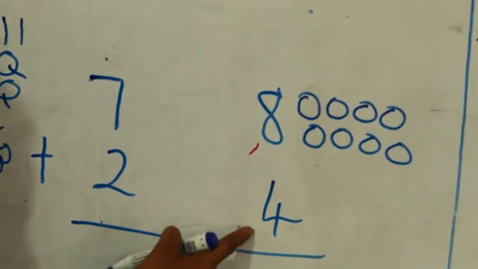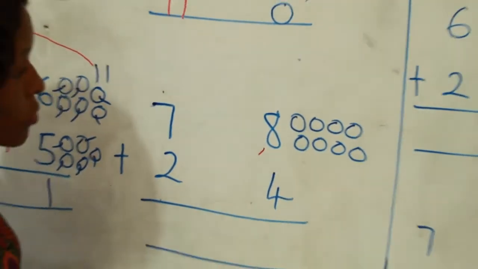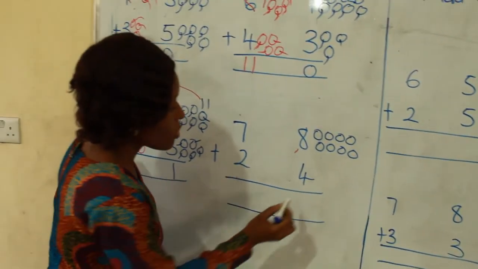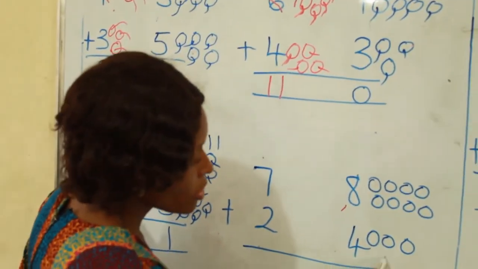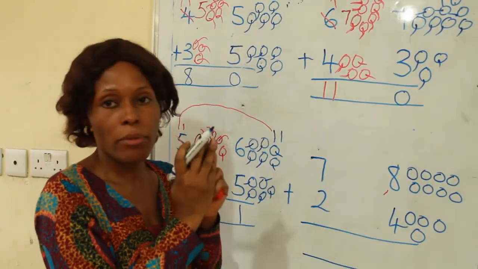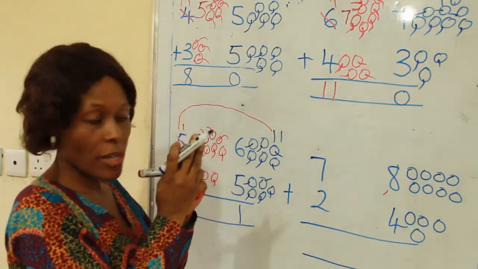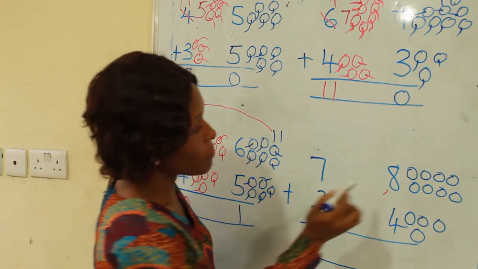Good. Now let's go to the next number, which is number 4. We're going to draw 4 counters for number 4. 1, 2, 3, 4. And now we are going to add them all up together because it's addition. Now let's add them all up together.